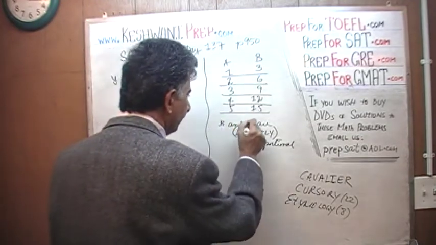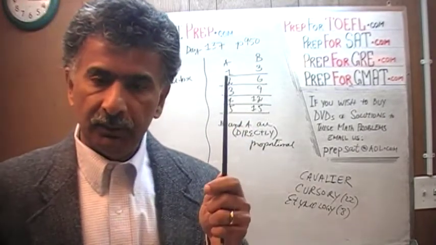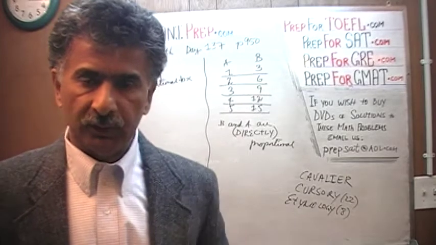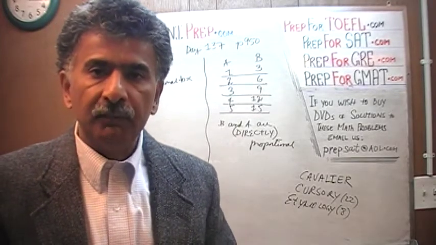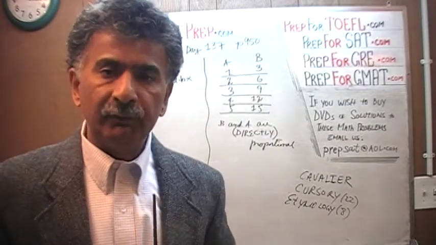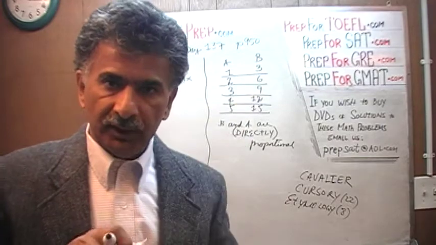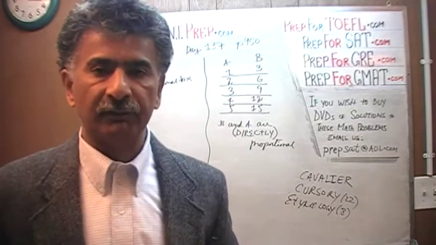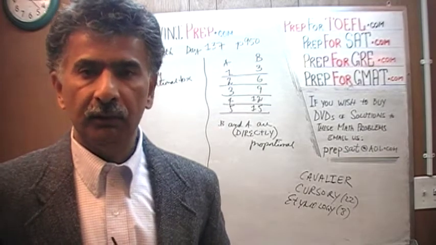The point here is that directly proportional means that when one goes up, the other one goes up. When the one goes down, the other one goes down. In other words, proportional simply means that they move in the same direction. Whereas inversely proportional means when one goes up, the other one goes down, and when one goes down, the other one goes up. They move in opposite directions. If they move in opposite directions, they're said to be inversely proportional.